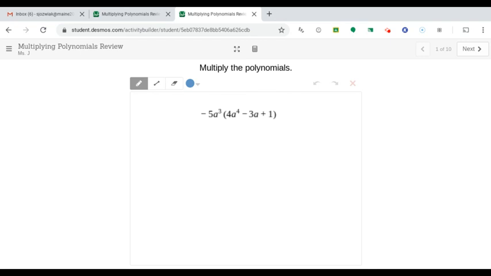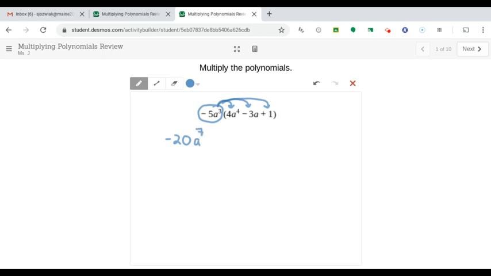All right, so for this very first one, we have a monomial times this trinomial. So all we're going to do is take this monomial and distribute it inside. Now remember, when we do this, we multiply the coefficients, the numbers, and then we add the exponents. So -5 times +4 is going to give us -20. And then we have a to the third and a to the fourth, so we're going to add those exponents. That's going to become a to the seventh.